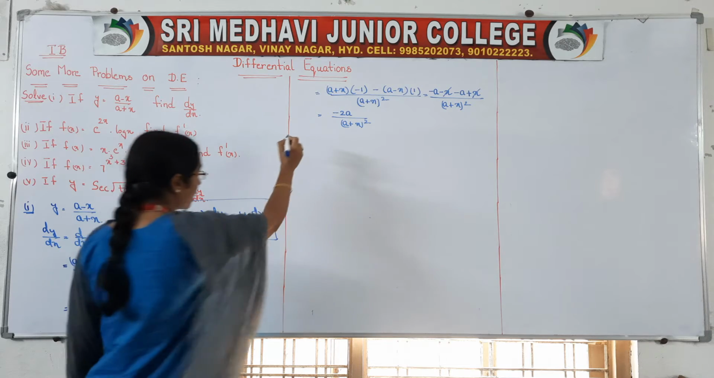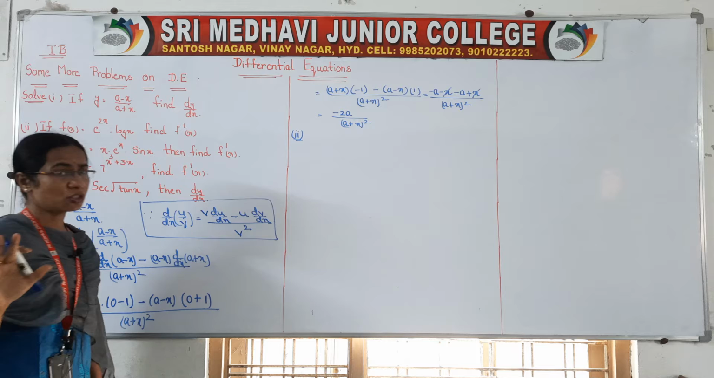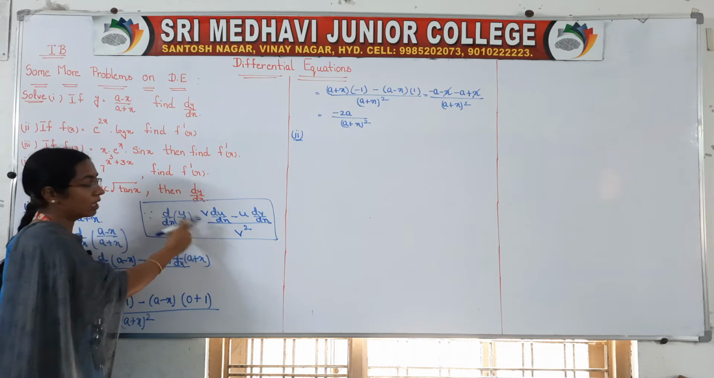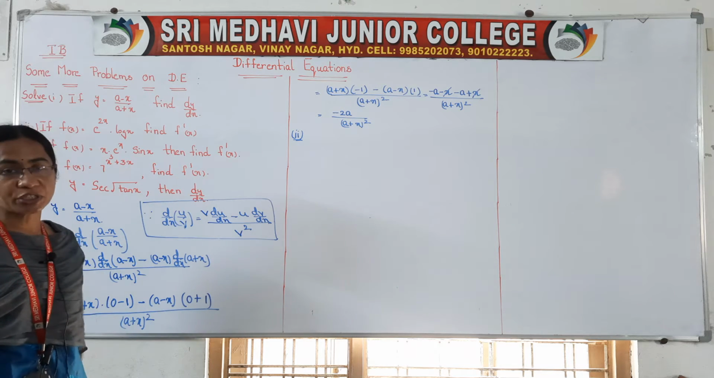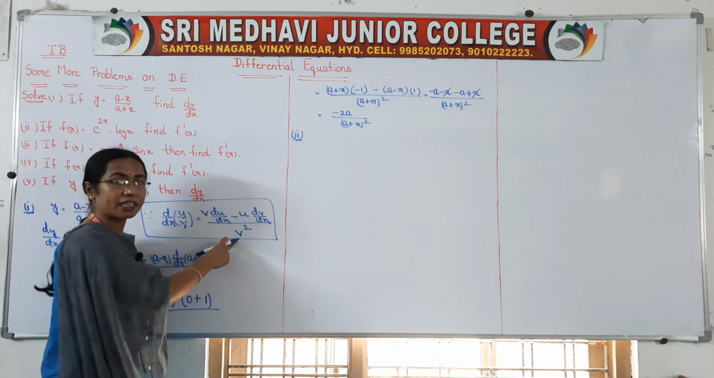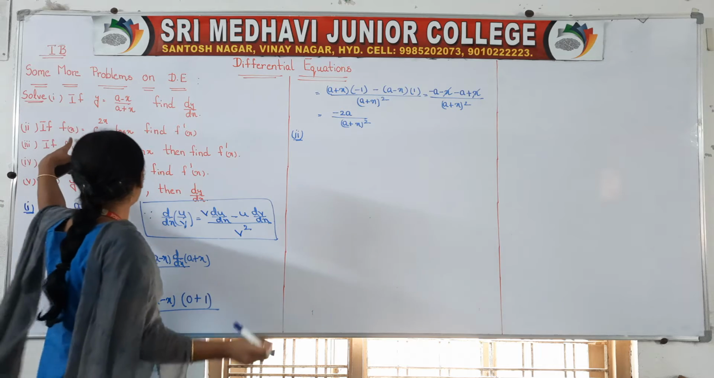Now come to the second question. The first question is completely dependent on the quotient formula. Whenever it is u by v form, it is called quotient form, right? So if it is quotient form, we have to take the formula like this. Now come to the second question.